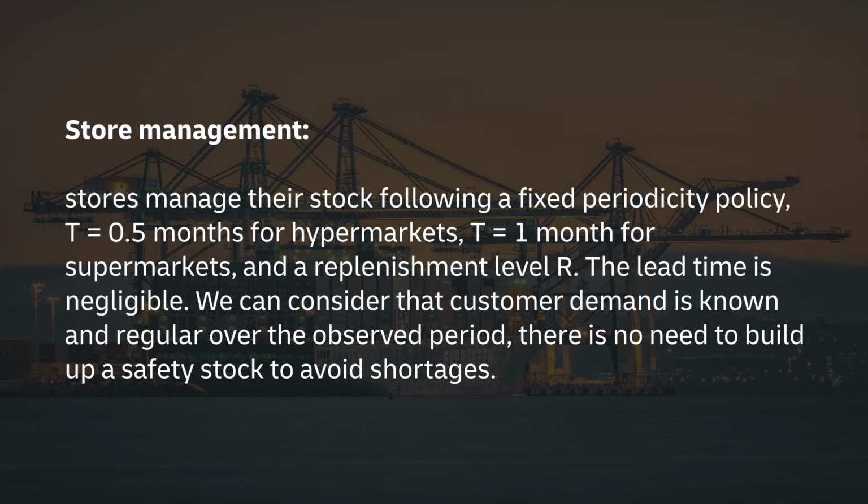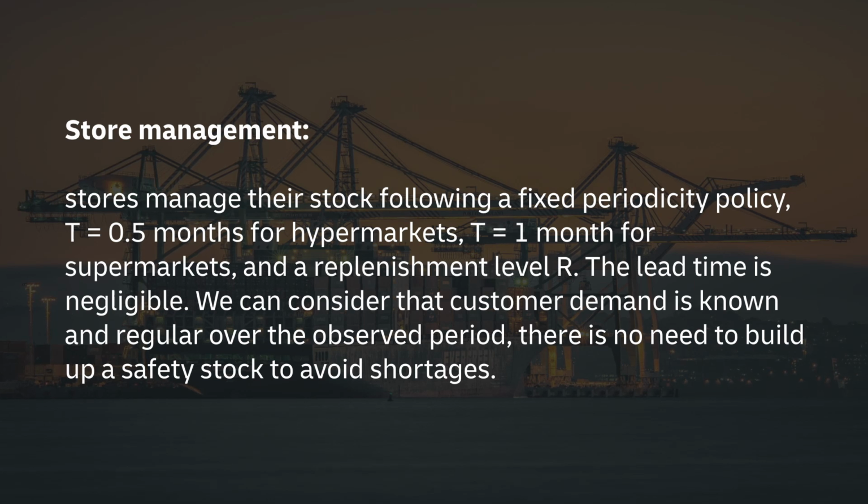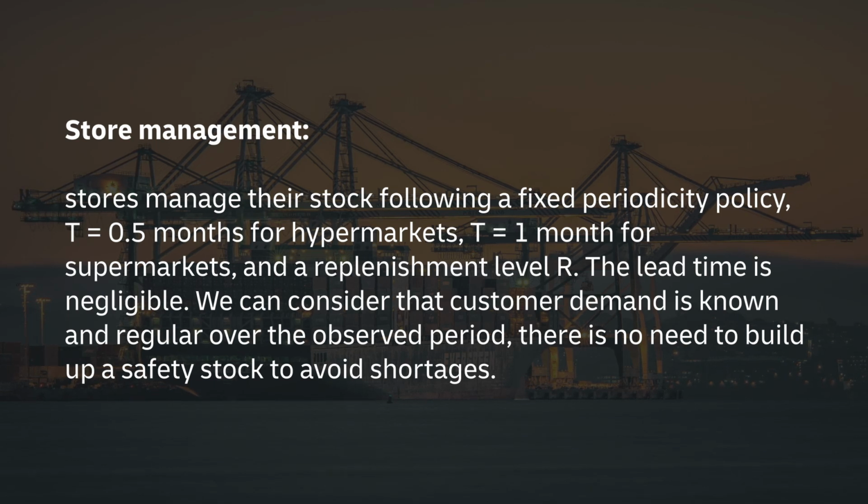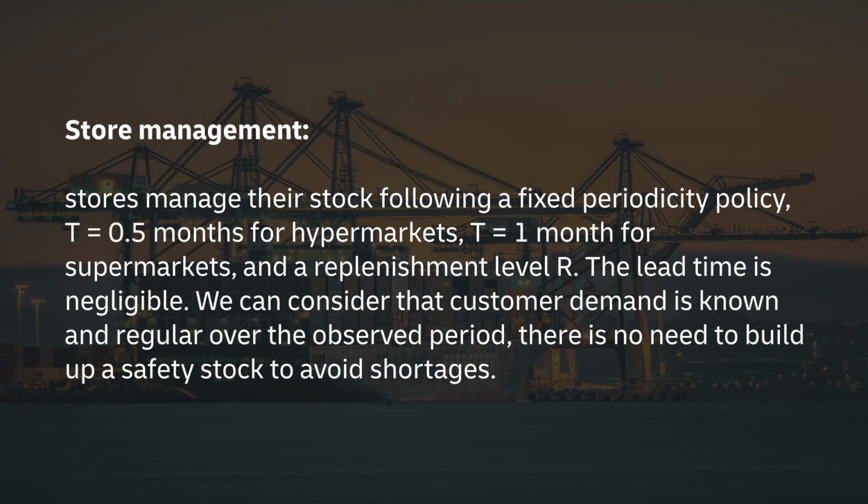So for the hypermarket, we have half of a month, whereas for the supermarket, we have the whole month with a replenishment level R. In this case, the lead time is negligible, and we can consider that the customer demand is known, regular, over the observed period, and that there is no need to build up a safety stock to avoid shortages.